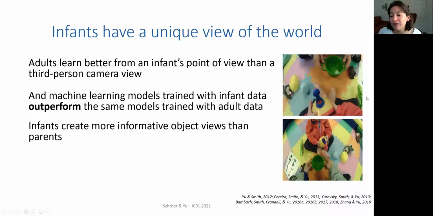And this makes sense when we consider that infants are creating more informative object views than their parents. So here we have the infant's view of the world and then the parent's view of the world at the same moment. And as you can see, objects are bigger in the infant's field of view, more objects are dominant in their view, and it's just less cluttered overall.